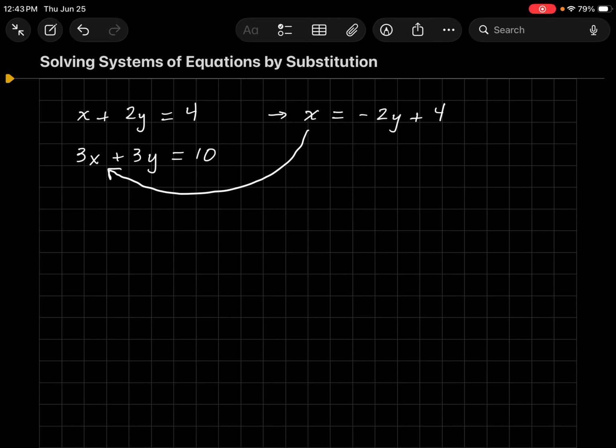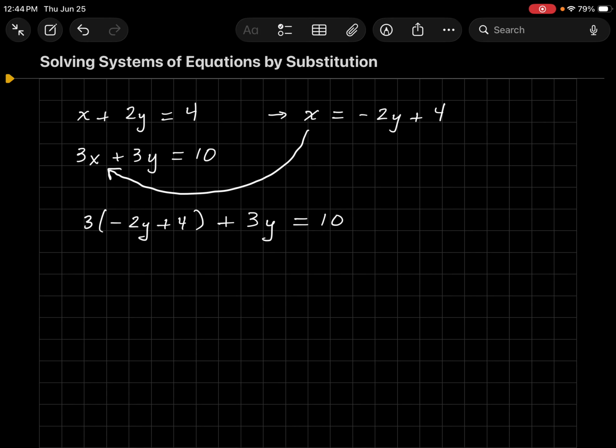And when you substitute things, unless you're 100% certain you don't need to, substitute inside parentheses. So I recommend just always substituting inside parentheses. So I get 3, and instead of writing x, I can write in parentheses negative 2y plus 4. Then I can put the rest of the equation, plus 3y equals 10. And now I have one equation and one variable. That's what I want to have. So we just do the algebra that we know.